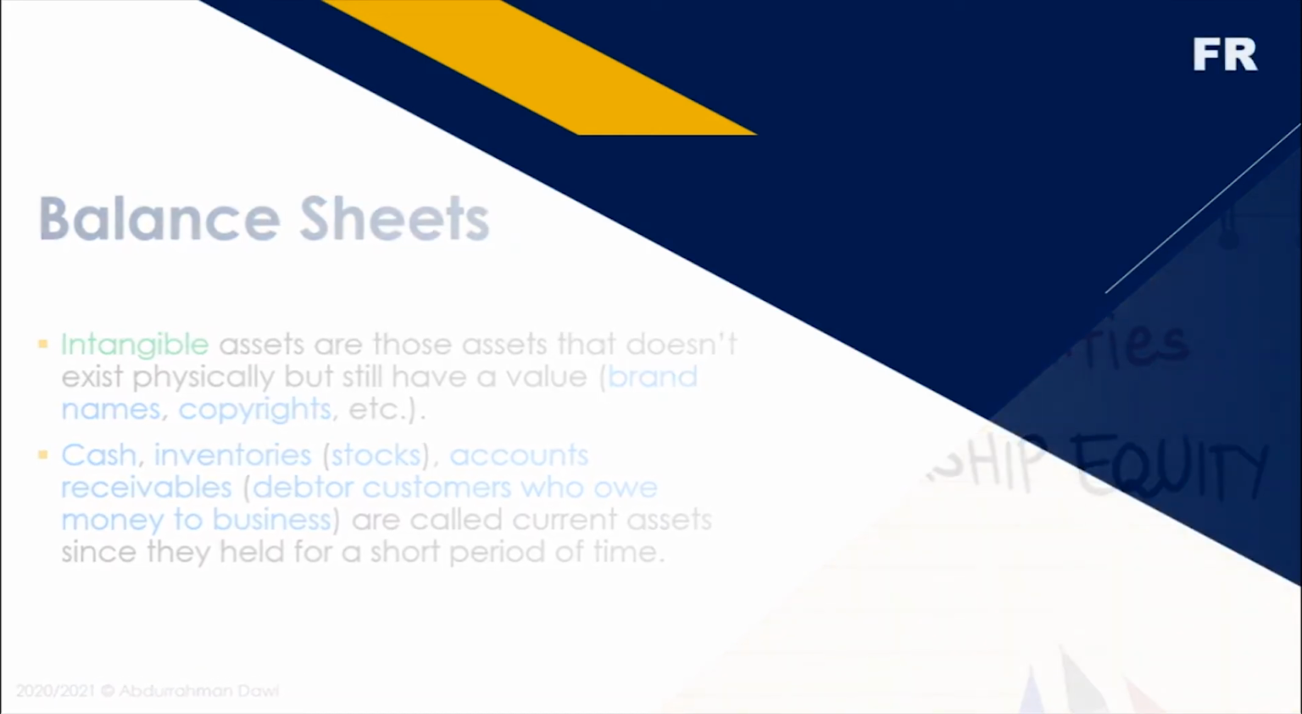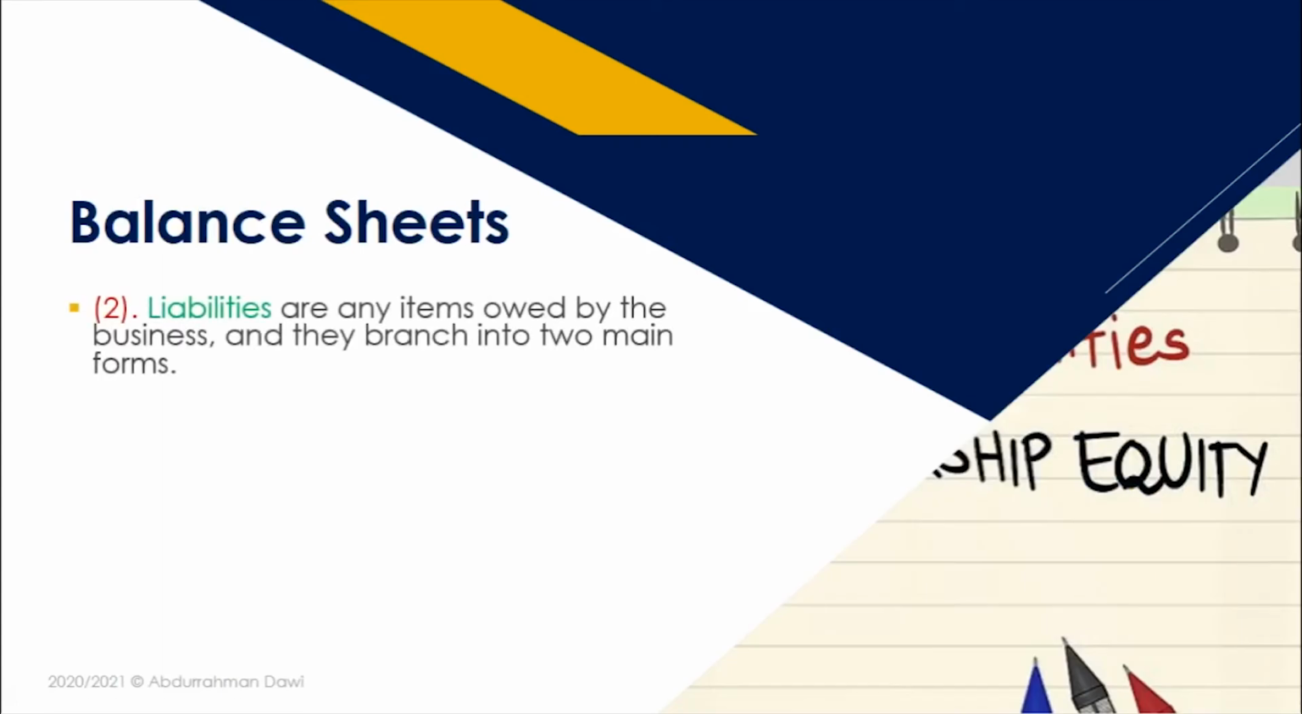Let's talk about the other part of the balance sheet, which is referred to as the liability. The liability is basically any kind of debt that you owe to any business partner or any third party that you're dealing with.